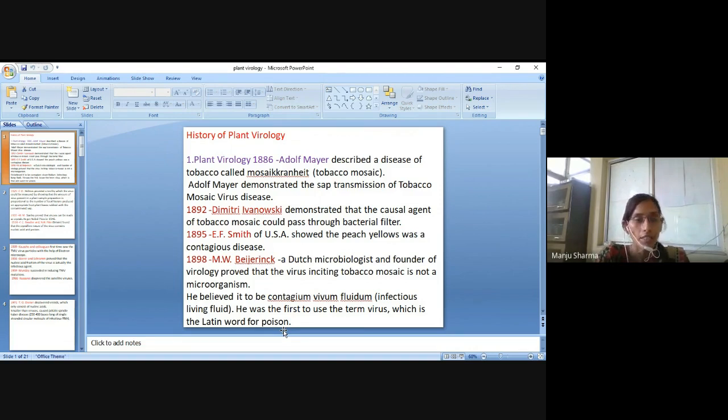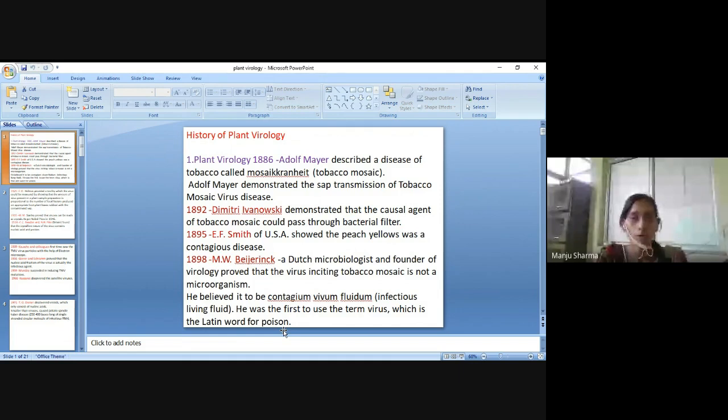In 1892, Dmitri Ivanovsky demonstrated that the causal agent of tobacco mosaic could pass through a bacterial filter. In 1895, E.F. Smith of the USA showed that peach yellows was a contagious disease.